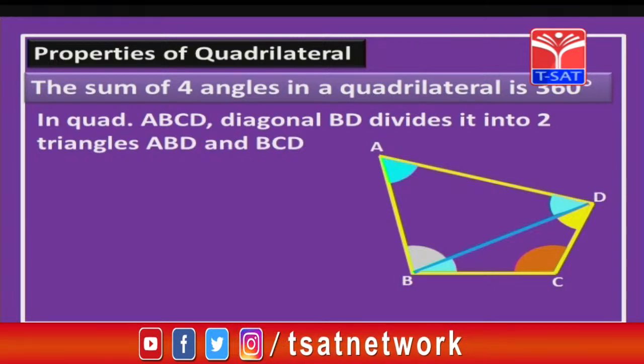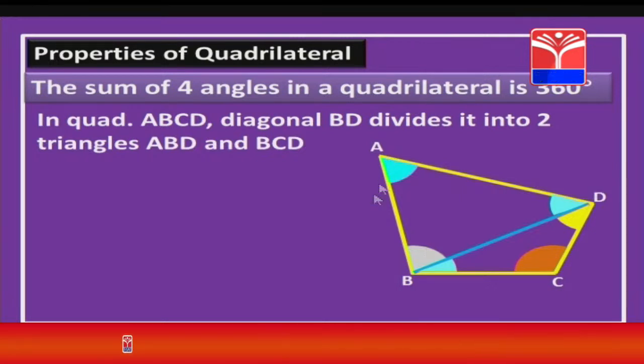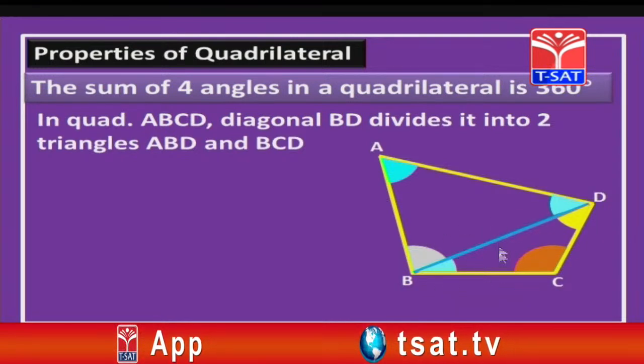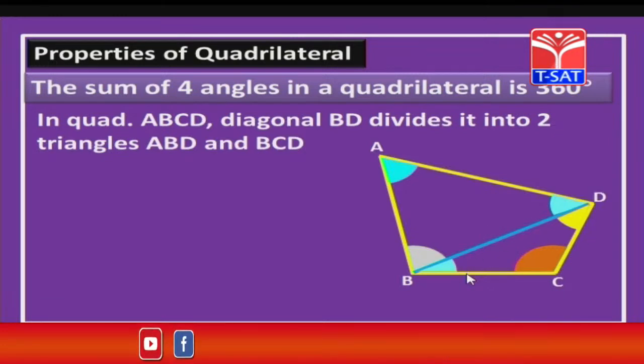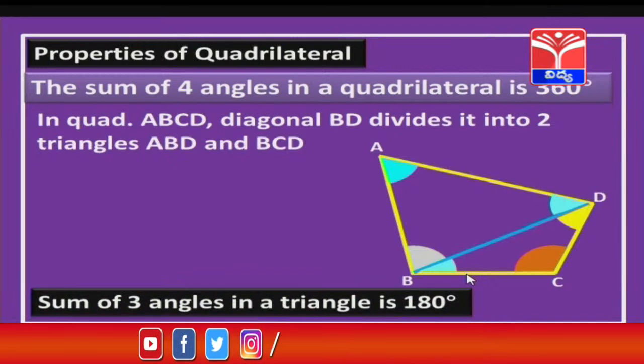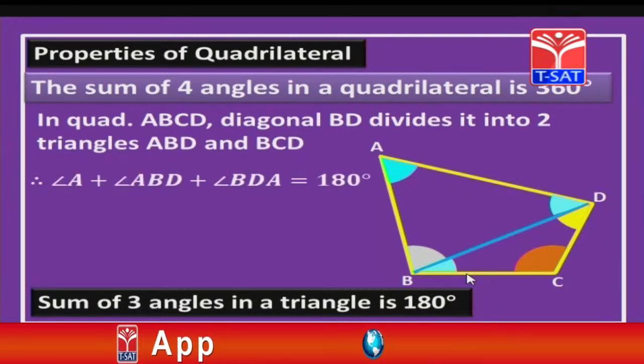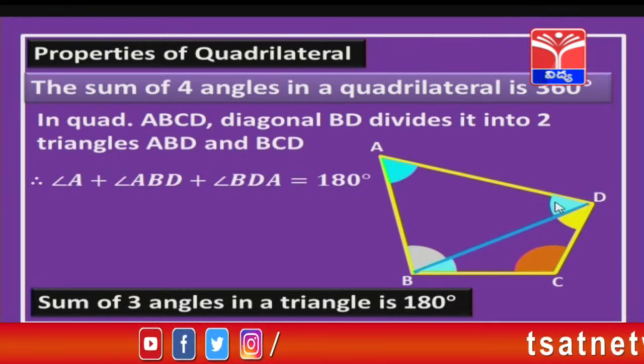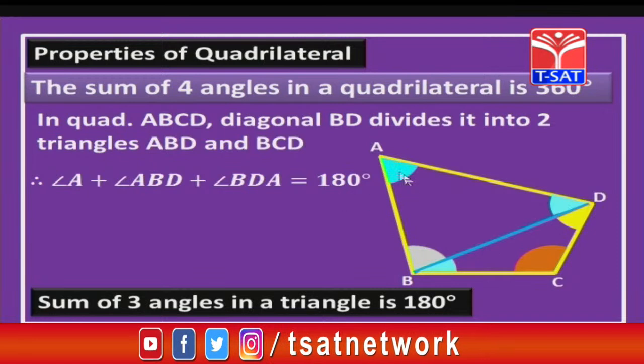Can you notice, children, here? What are the 2 triangles here? Yes, here is ABD and BCD. This is another triangle. Okay. So, we have 2 triangles which this diagonal has divided the quadrilateral into, right. And we know the angle sum property of a triangle, which states the sum of 3 angles in a triangle is 180 degrees. That means, if you notice the first triangle ABD, if I add angle A and angle ABD and angle BDA, it is equal to 180 degrees.